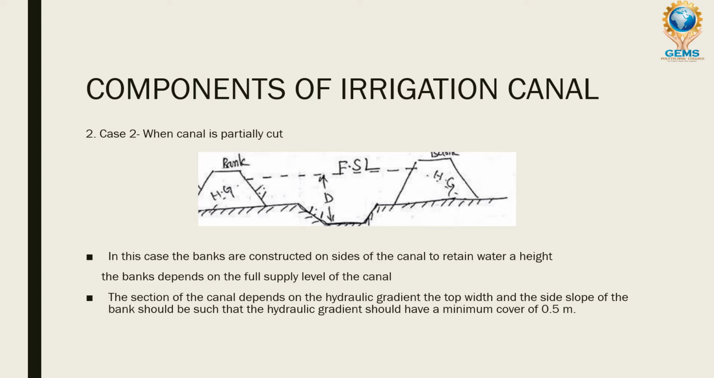But in this case, the canal generally depends on the hydraulic gradient up to the top width. The side slope of the bank should be such that the hydraulic gradient has a minimum cover. The minimum cover you are going to maintain is about 0.5 meter. If you are going to construct a dam and give a freeboard, you will generally give between 1 meter and 2 meter above the excess storage level, or the maximum storage level, or the HFL, up to which you are going to store the water.